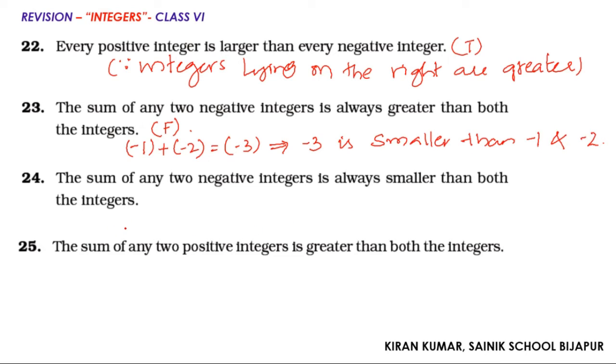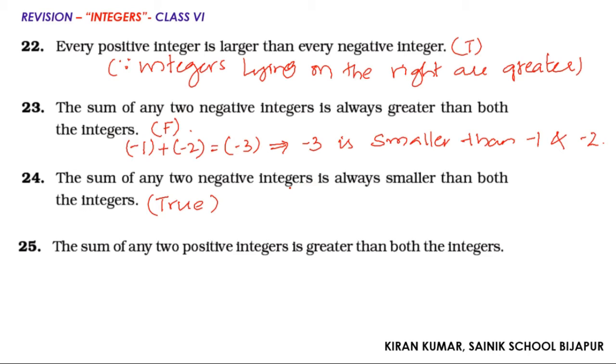Statement 24: The sum of any two negative integers is always smaller than both the integers. This statement is true. We have seen the previous example. The sum of two negative integers is always smaller. -3 is smaller compared to -1 and -2, where -1 added to -2 gives us -3.